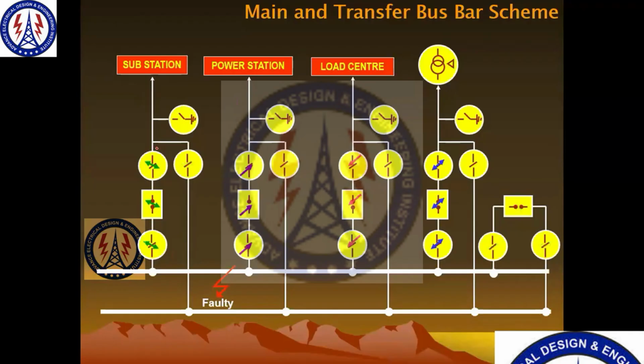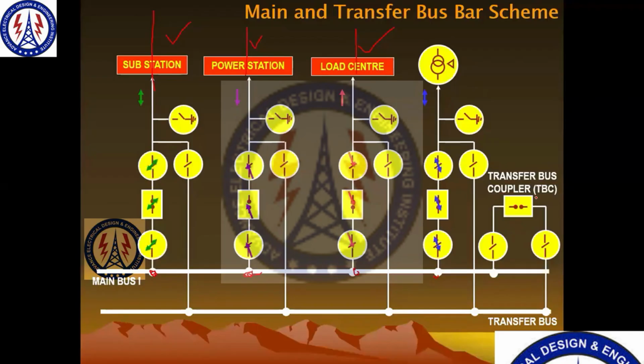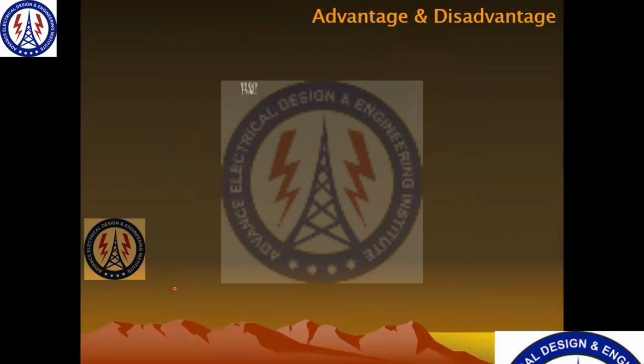Complete system again will go on the blackout because all these feeders are connected to this bus only. Correct? When you clear it, the system becomes healthy again. So the main and transfer bus bar switching scheme we are considering just to give a particular feeder preference. That's why we call it transfer bus coupler, transfer bus and main bus.